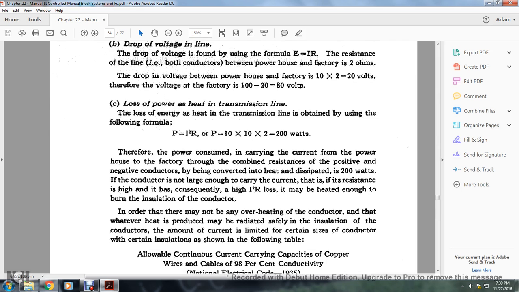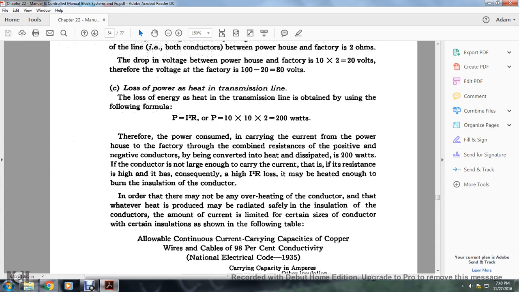Loss of power as heat in the transmission line. The loss of energy as heat in the transmission line is obtained using the following: P equals I squared times R, or P equals 10 times 10 times 2, or 200 watts. Therefore, the power consumed in carrying the current from the powerhouse to the factory, through the combined resistance of the positive and negative conductors, is converted to heat and dissipated as 200 watts. If the conductor is not large enough to carry the current, the resistance is high and consequently the I squared R loss is high, enough to be heated to burn the insulation of the conductor.